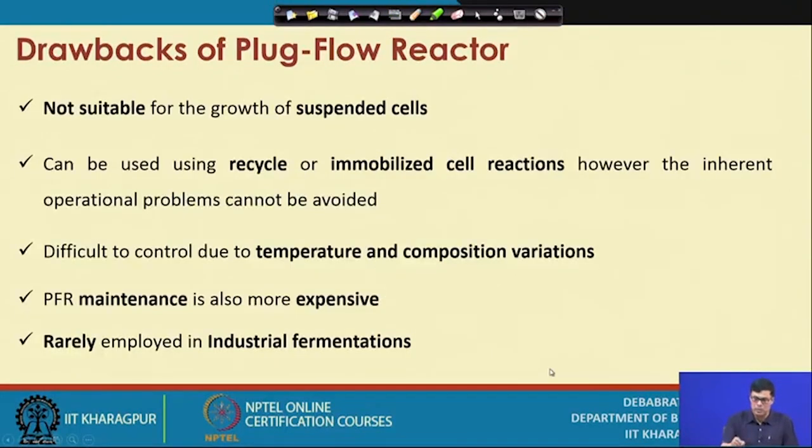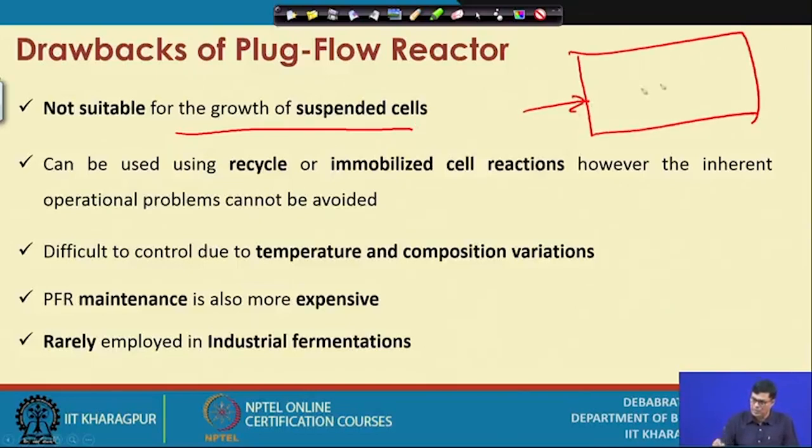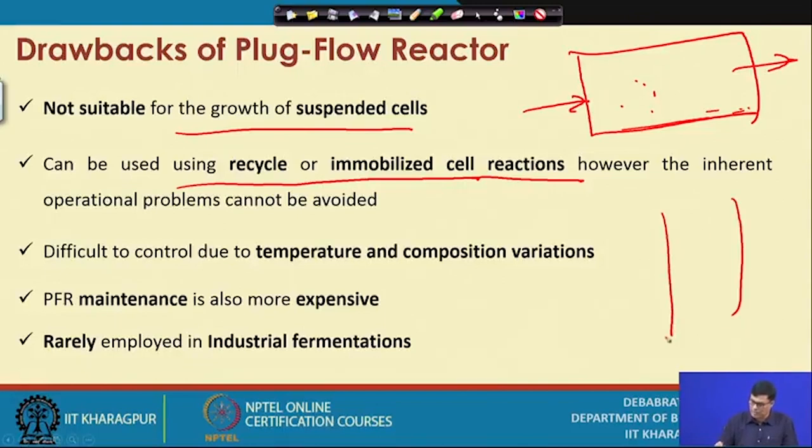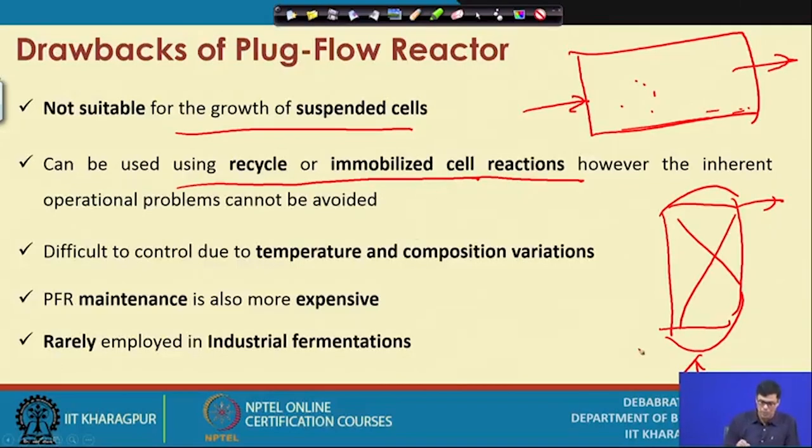The drawback of the plug flow reactor is that it is not suitable for growth in suspension, because in the plug flow reactor there is no back mixing. If there is a suspended cell, there is every possibility it will settle down, so it is not suitable. It can be used for recycle or immobilized cell reactions. Suppose in a column you pack immobilized cells and pass the substrate through and take it out; that kind of system we can operate in a plug flow manner.